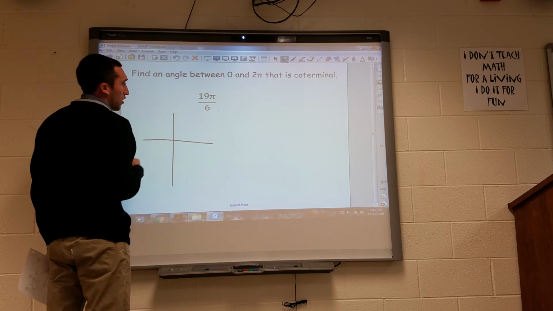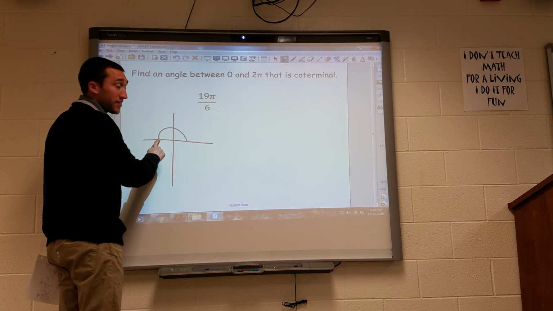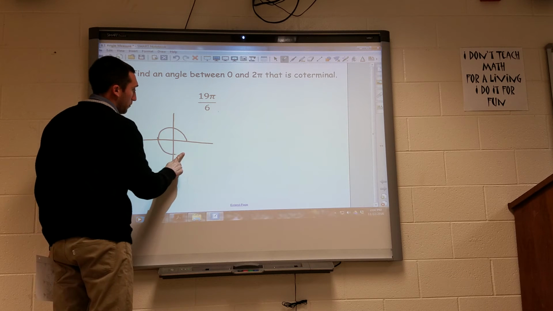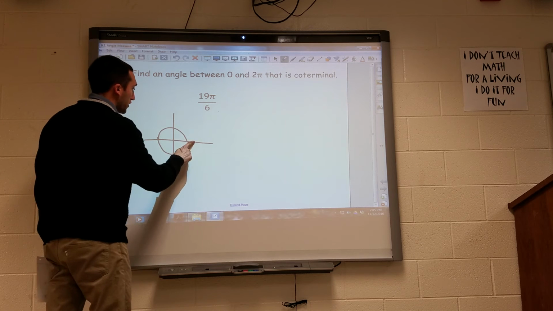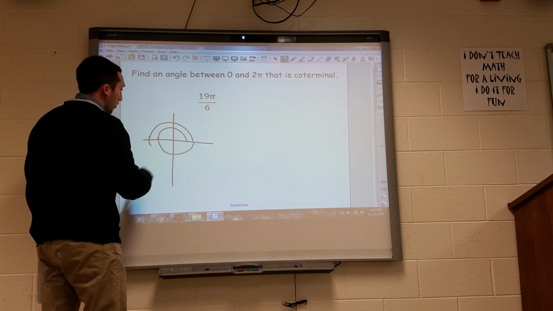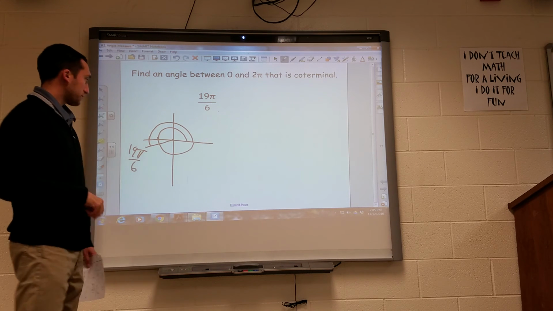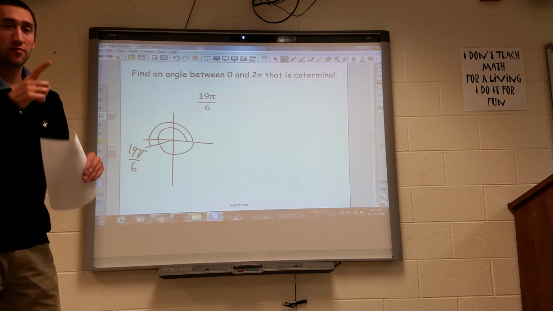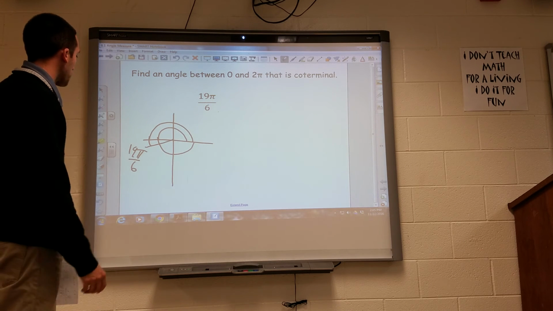So I'm going to start counting by pi over 6. If I went just to the straight line, that'd be 6 pi over 6, which would reduce to pi. If I come back around, that's 12 pi over 6. Okay, so I still have to go further. 6 more would be 18 pi over 6, and I have to go 1 more pi over 6, getting me to 19 pi over 6. So that entire angle is 19 pi over 6, meaning I'm going around more than one time, more than 360 degrees.